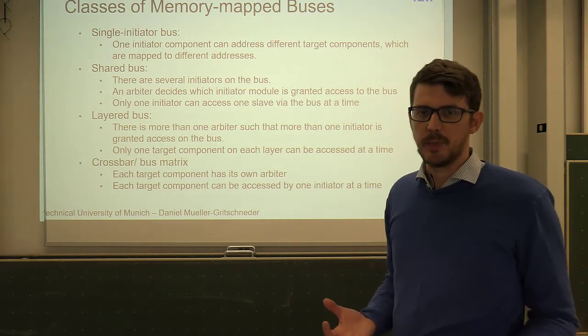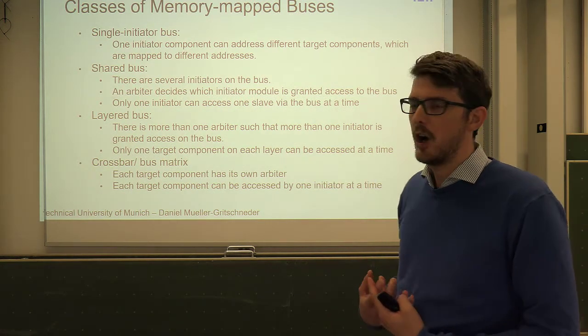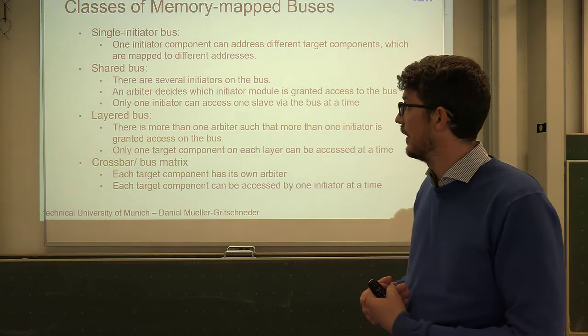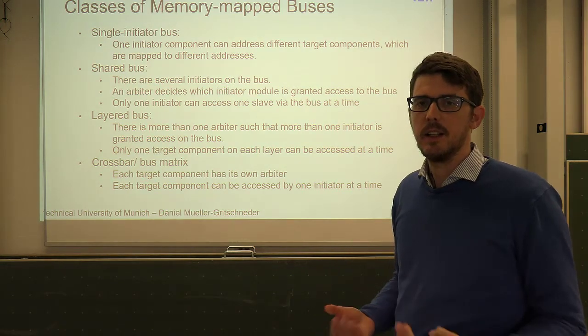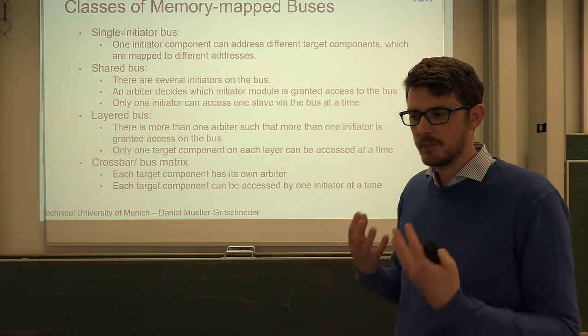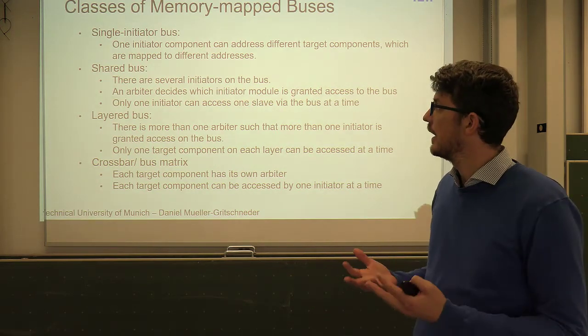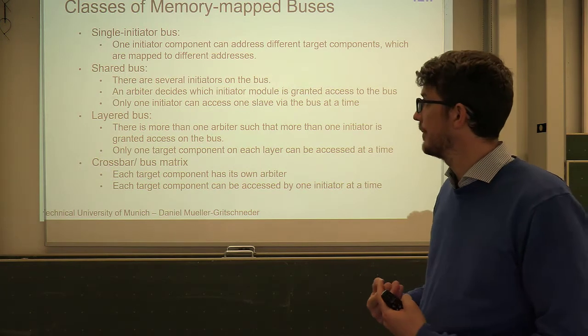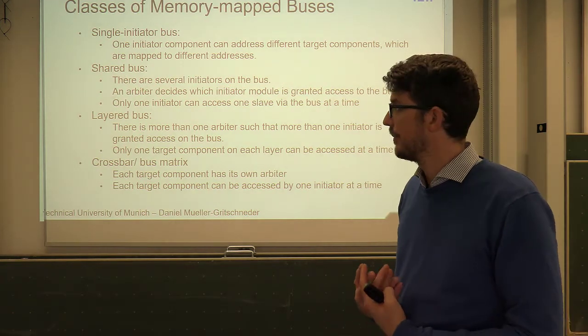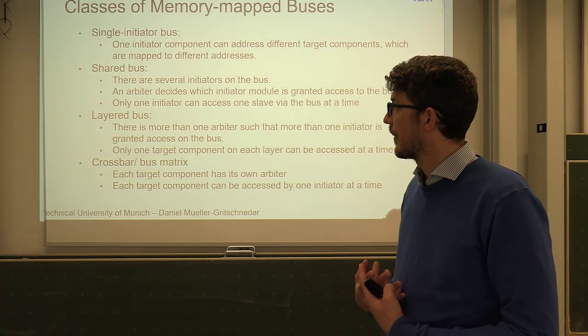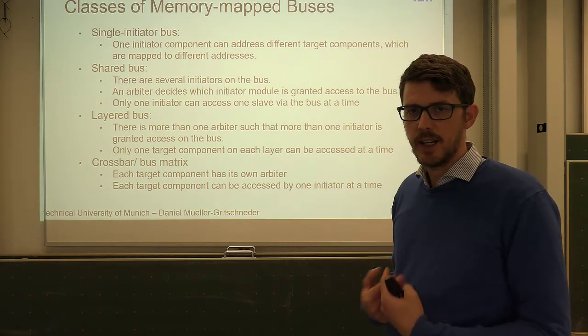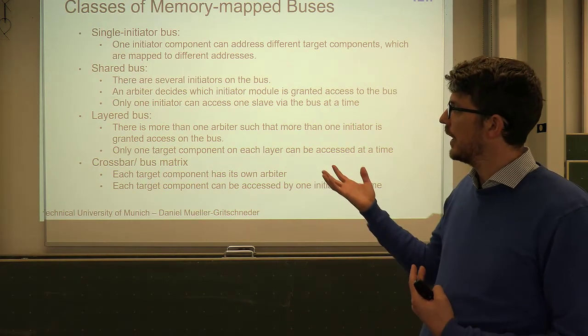Now, what classes of buses do you have? This depends on how many initiators and how many targets you have. If you only have a single initiator, just a processor, and that processor is the only one making requests, then you're building a single initiator bus. There's only one initiator on this bus. If you have several initiators, then there are actually three architectures.